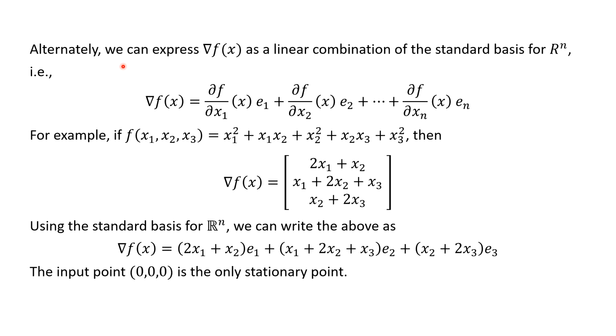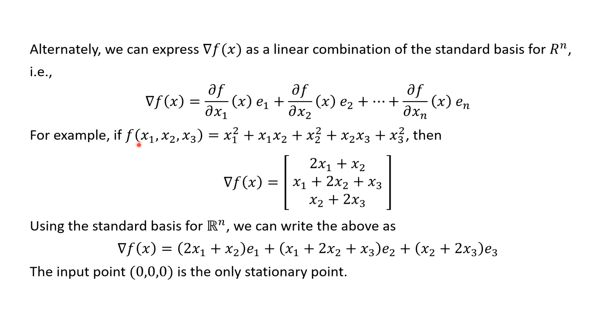Alternately, we can express nabla f as a linear combination of the standard basis for Rn. And I show that here. So you have the partial derivative with respect to x1 times e1 and so on. Remember, e1 is just a 1 in the first position and a 0 everywhere else. e2 is a 0, a 1, and then 0s everywhere else, and so on. We also have an example.